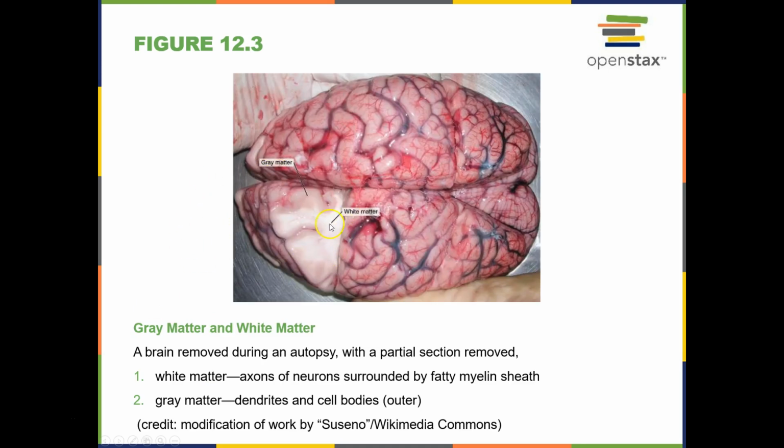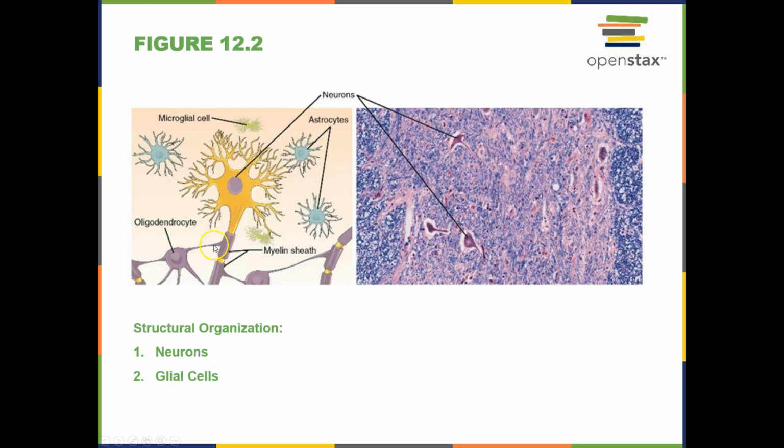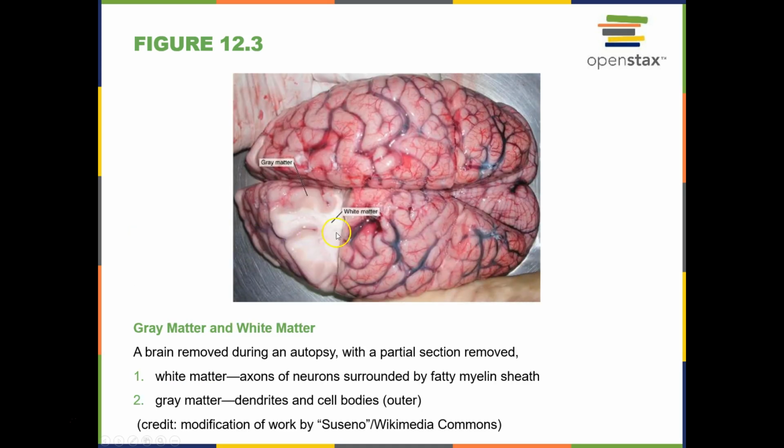When we look at a cross-section of the brain, we see that the brain has both white matter and gray matter. White matter are the axons of the neurons. So remember, there's the neurons. The axons of most of our neurons, specifically the neurons in the CNS, are going to have this myelin sheath surrounding it. Myelin is a fatty substance, and so it makes this white matter.